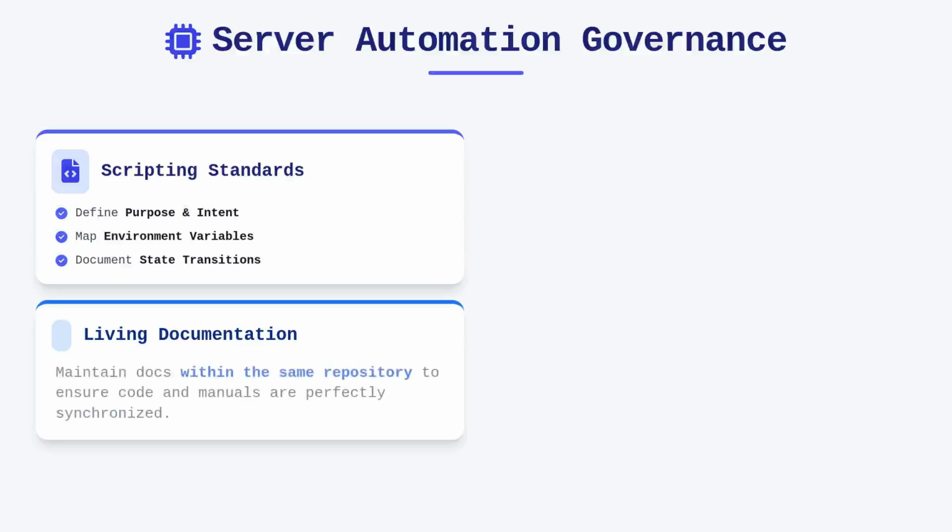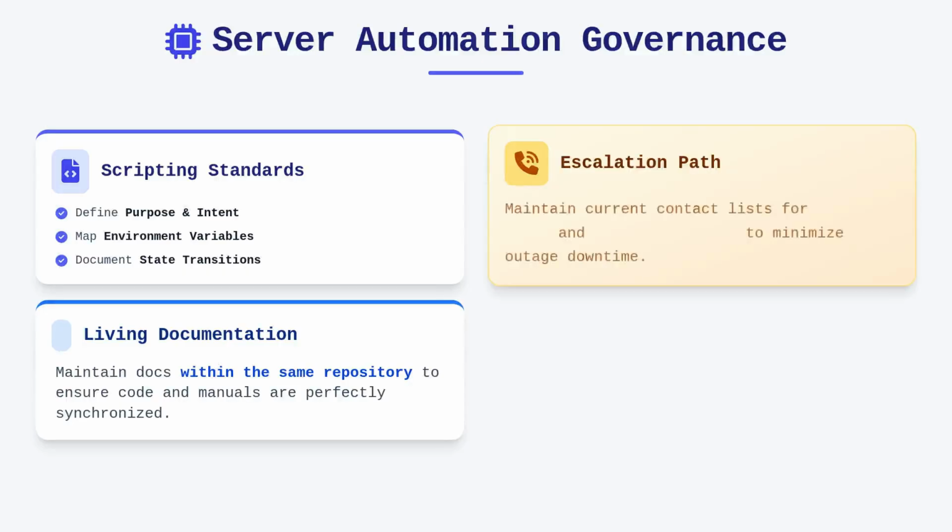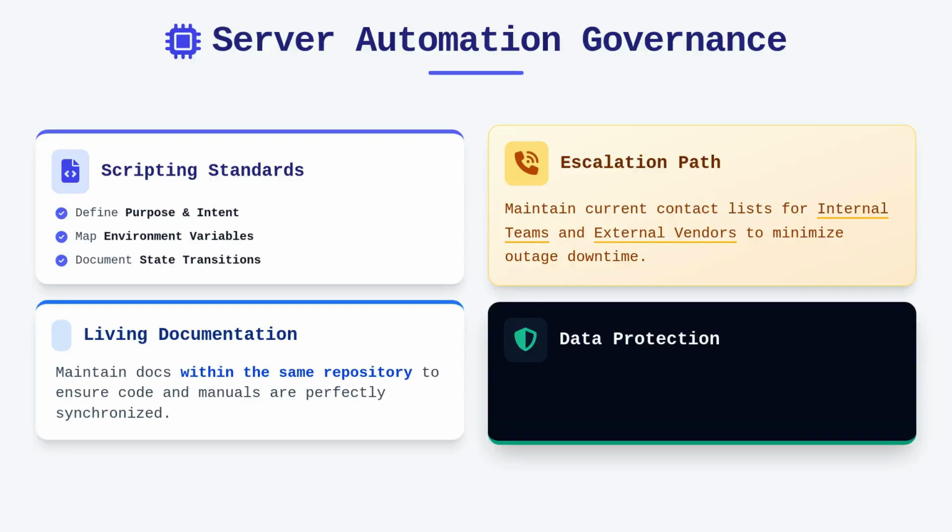This documentation should be living alongside your code, preferably maintained within the same repository to ensure that code changes and manual updates are synchronized. Furthermore, you must maintain a clear, updated contact list for both internal escalations and external vendor support to avoid losing time during an outage searching for the right phone number. Remember that this contact information, along with your SOPs and runbooks, constitutes sensitive data that must be protected by robust encryption at rest and strict identity-based access control.